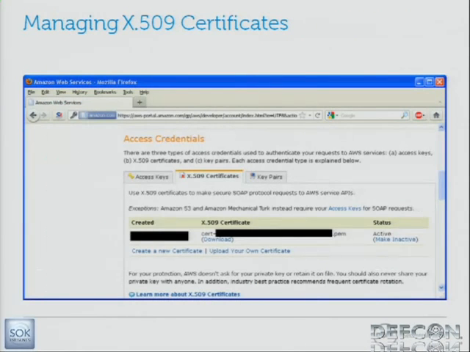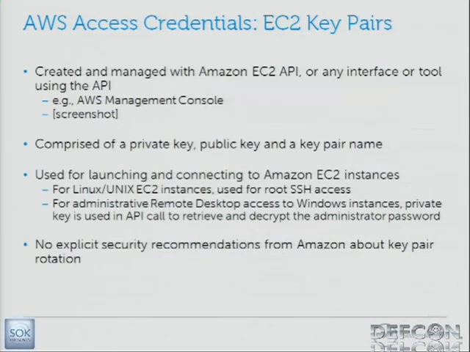Another screenshot here. EC2 key pairs. This is one of the biggest findings that we'll get into later, of what we actually found when we scanned the U.S. East cloud with our tools that we're releasing today. They're SSH key pairs for all intents and purposes.